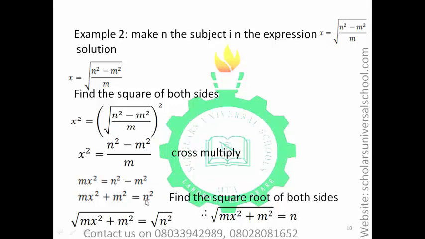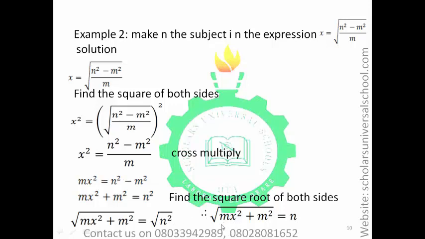We are looking for n, not n square. That means we don't need the square on it. So how can we take this square away? We need to find the square root of both sides. If you find the square root of this, we have the square root of ms square plus m square is equal to the square root of n square. So therefore, we have the square root of ms square plus m square is equal to n, because the square root has taken away this square. Is that taken?